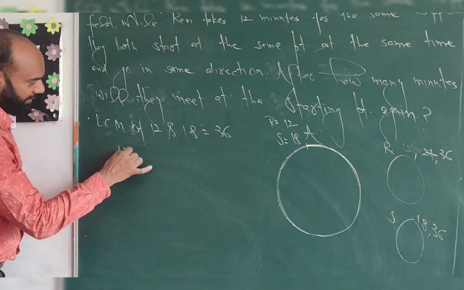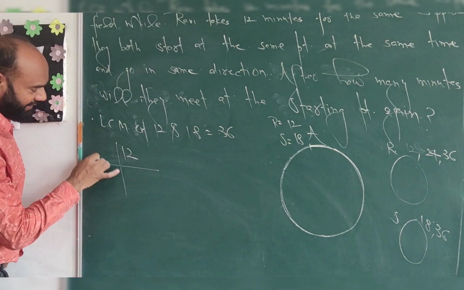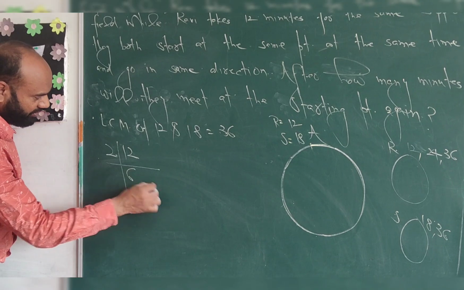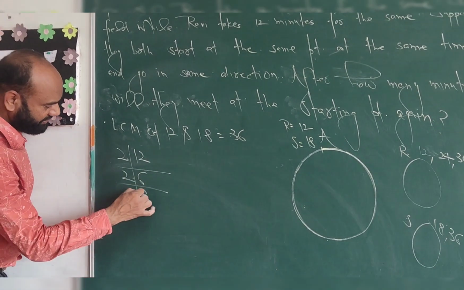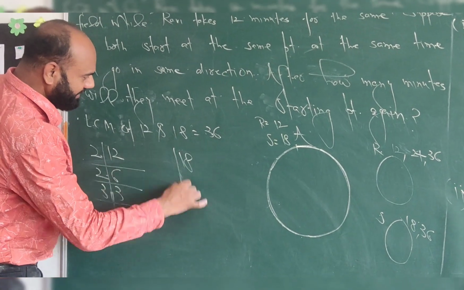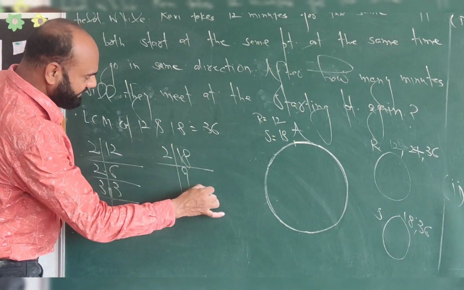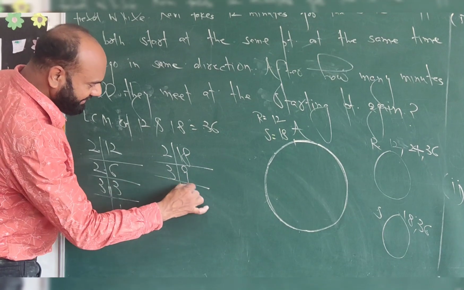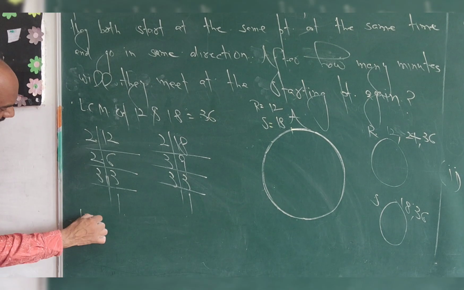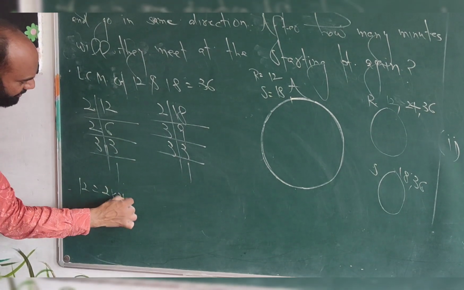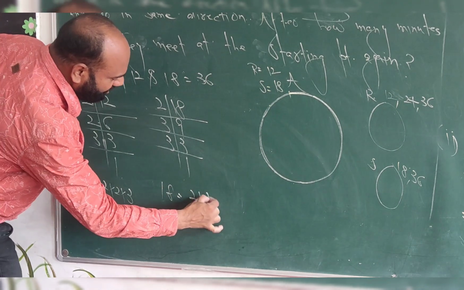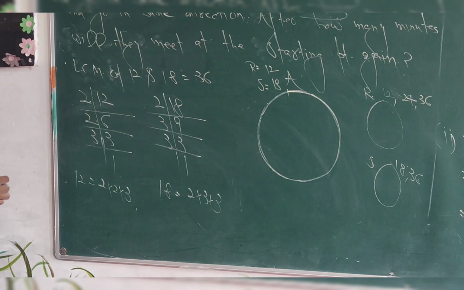It can be found by prime factorization of 12 and 18. The prime factorization of 12: divided by 2 gives 6, which is also divided by 2 gives 3, and 3 divided by 3 gives 1. Next, 18 is divided by 2, this is 9, which is divided by 3, 3, and 3 divided by 3 gives 1. The prime factorization of 12 can be written as 2 multiplied by 2 multiplied by 3, and the prime factorization of 18 can be written as 2 multiplied by 3 multiplied by 3.